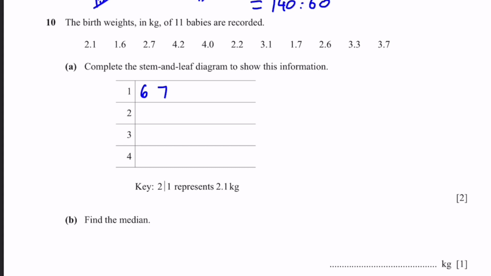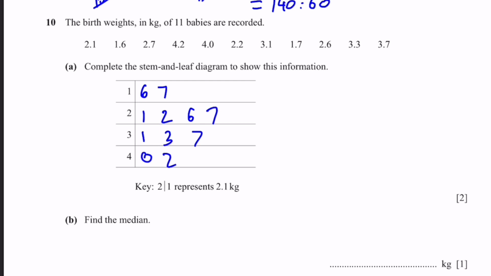Now for part 2, we have 2.1, 2.7, 2.2 and 2.6. So we have 4 numbers. We can write this in ascending order: 2.1, 2.2, 2.6, 2.7. Now for 3 as the starting number, we get 3.1, 3.3, 3.7. That's all. So we write it in ascending order. And now for starting with 4, we have 4.2 and 4.0. So we have 4.0 and 4.2 in ascending order. That's the answer.